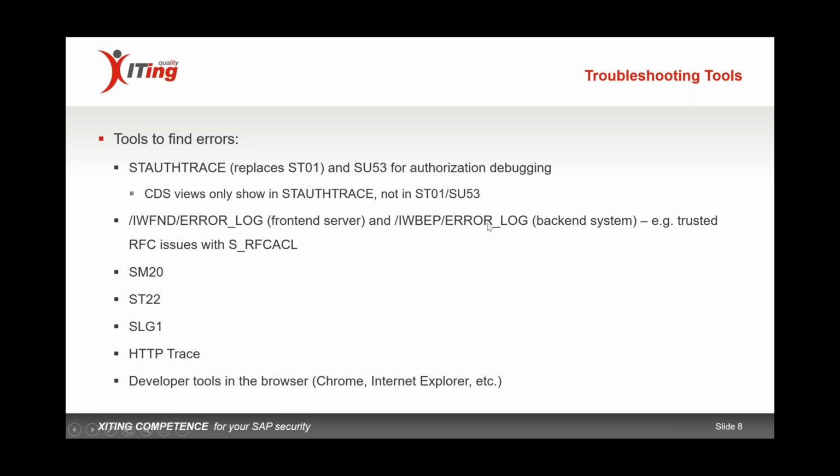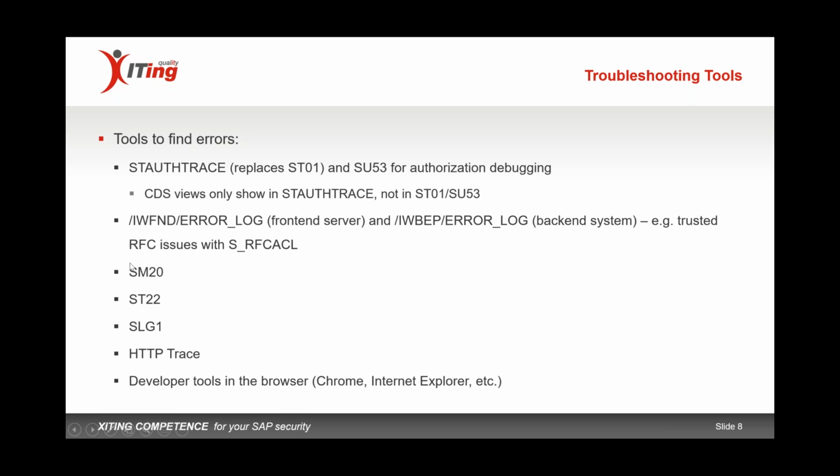So there's a backend error log and there's a front end error log. If you have an embedded scenario, it doesn't matter, it's the same server. But if you have a central hub, then you have to know which transaction to run on which server. That's important. Very often what we see in the error log is when we have services which are not activated, stuff like that, or if you have a trusted RFC issue where the sRFC ACL object is missing or not properly authorized, those will show up in the error log from the gateway.